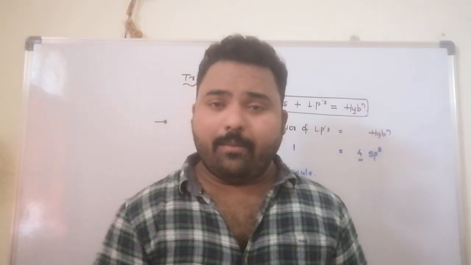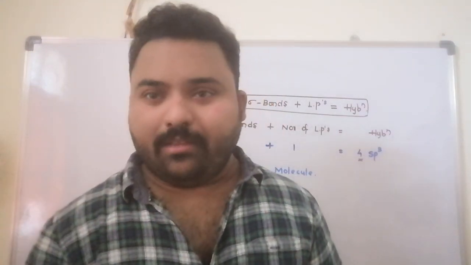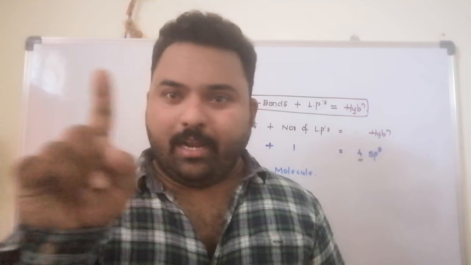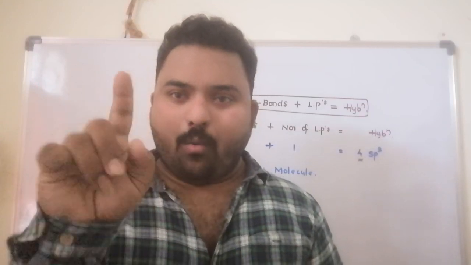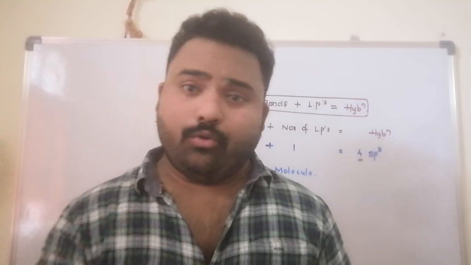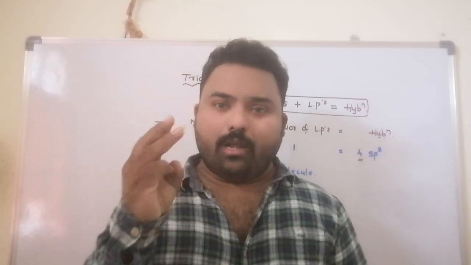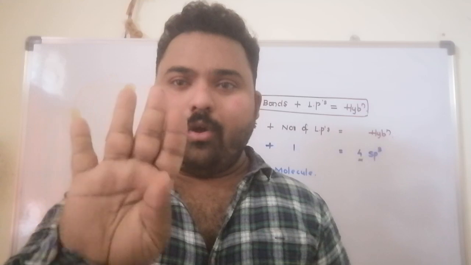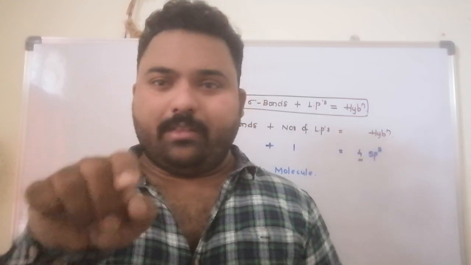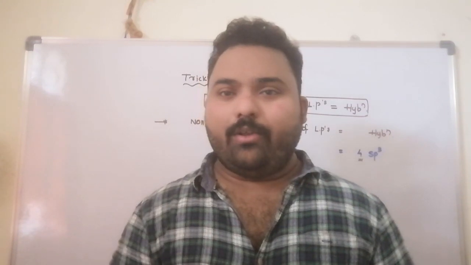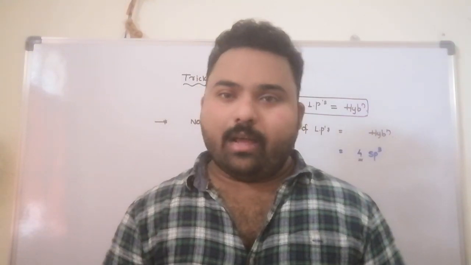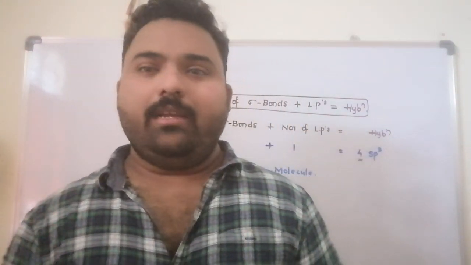NH3 molecule hybridization is sp3. Three bond pairs are 3 sigma bonds plus 1 lone pair of electrons. So the total number is nothing but 4. 4 means sp3 hybridization. So in the ammonia molecule, nitrogen hybridization is sp3.